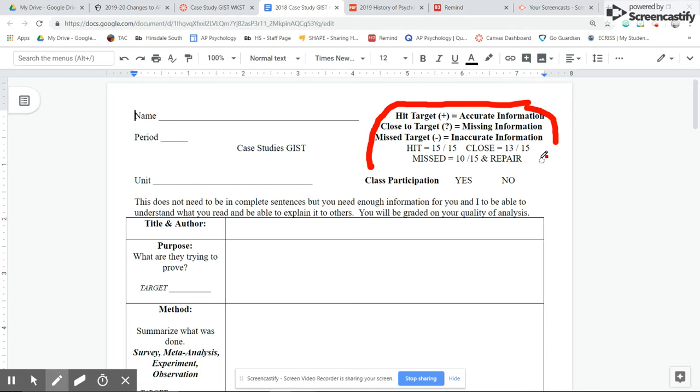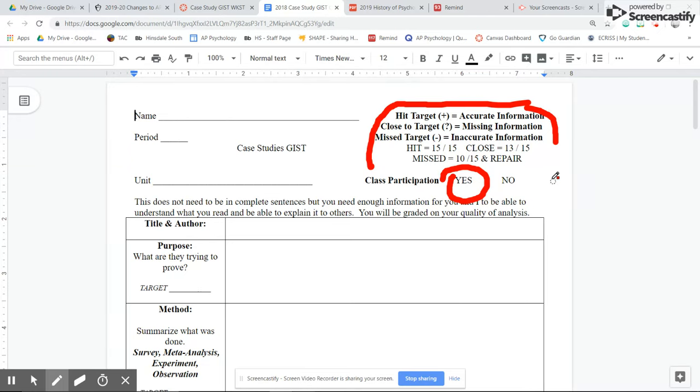I also some days will mark and grade class participation, yes or no. What class participation includes is, are you coming in for help on these? That does include, that's participation. Two, are you raising your hand in class when I'm asking questions? Are you sharing information or responding to someone else in class? It does not need to be in complete sentences, but needs to be enough for us to be able to understand what we're talking about, okay?